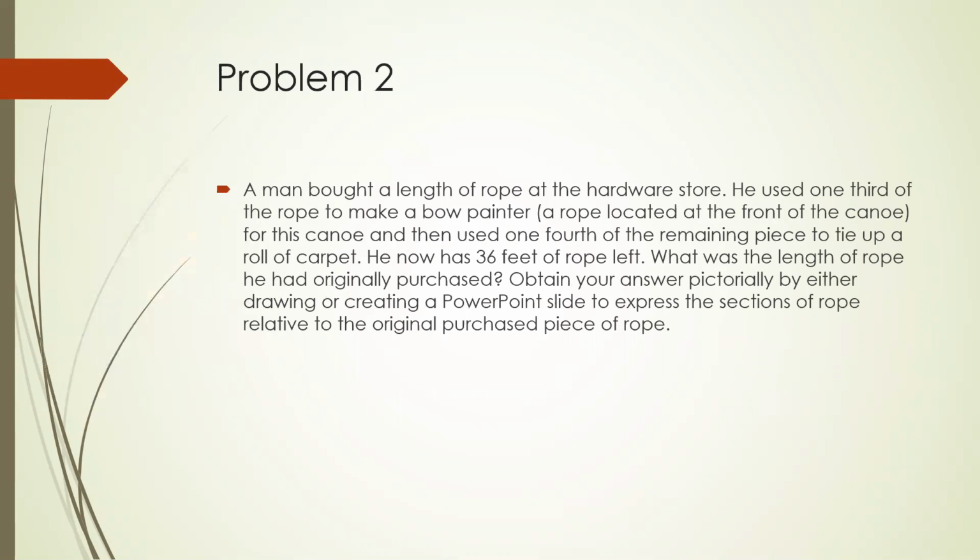For problem 2, we are looking at a man who bought a rope and we are trying to decide how long the rope was. He was using the rope for a bow painter in the front of his canoe, and then he used the rest to tie up a roll of carpet. We want to figure out exactly how much rope he had if he had 36 feet of rope left over when he was done using the rope. So we're going to do this by using a number line.